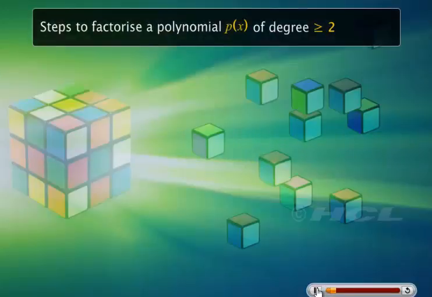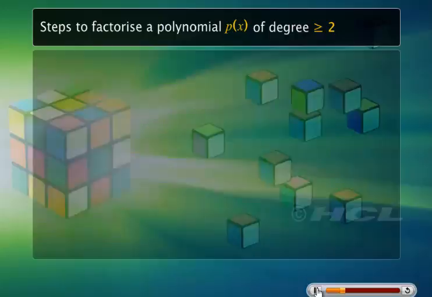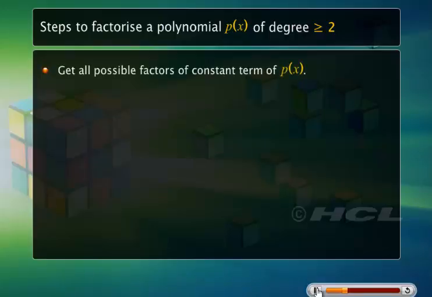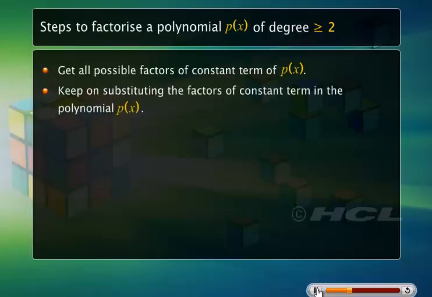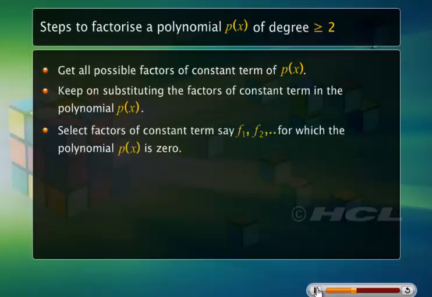Let us see the steps required to factorize any polynomial p of x of degree more than or equal to 2 using factor theorem. First, find out all possible factors of the constant term of the polynomial p of x. For the factors of constant term, evaluate the polynomial p of x.